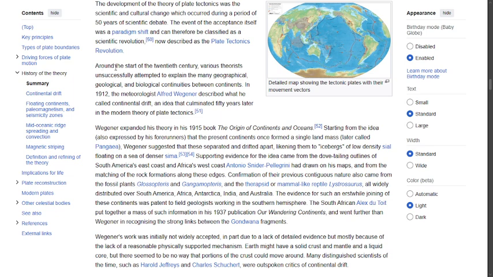Cool. Around the start of the 20th century, so this is a date that I'd seen before, various theorists unsuccessfully attempted to explain the many geographical, geological and biological continuities between the continents. I knew about this. I think in geography in the UK, if you do it for GCSE, they tell you one of these continuities was that rocks were found in two different places, and they were the same. There are also fossil records that show this, so that'll probably be the biological.